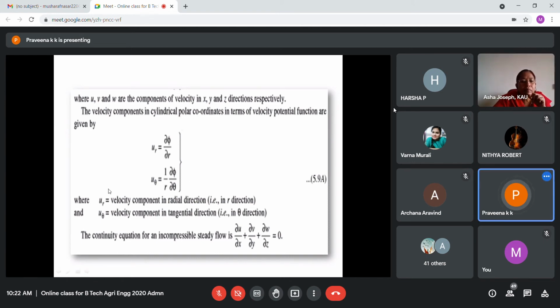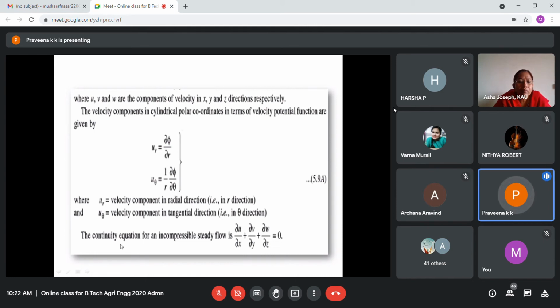Then the velocity component in the tangential direction will be u theta. That will be equal to 1 by r into dou phi by dou theta.